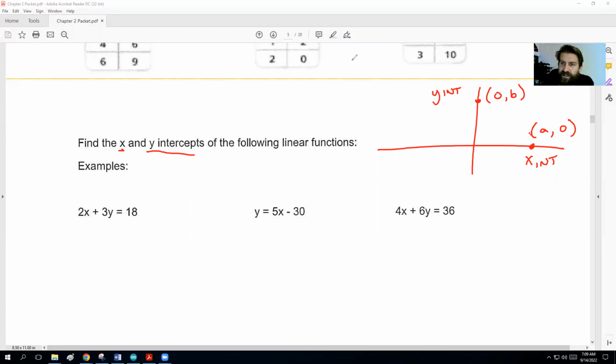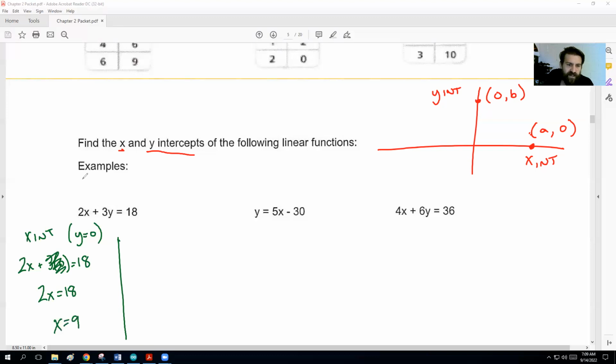Now, to find the x-intercept, what we're going to do is we're going to find the equation here, and we're going to find both of them on these. To find the x-intercept, we need to make the y equal to 0. So we're going to do 2x plus 3 times 0 equals 18. All right, now we know that 3 times 0 will just go away. So I'm going to cross this off here because that's going to be 0. So we get 2x equals 18, and then we divide by 2, x equals 9. So the x-intercept on this problem would be at 9, 0.